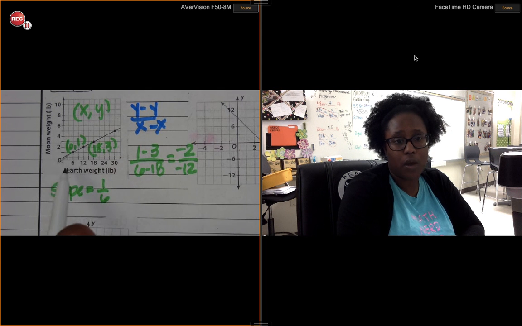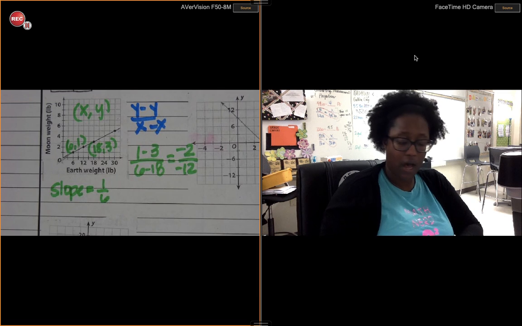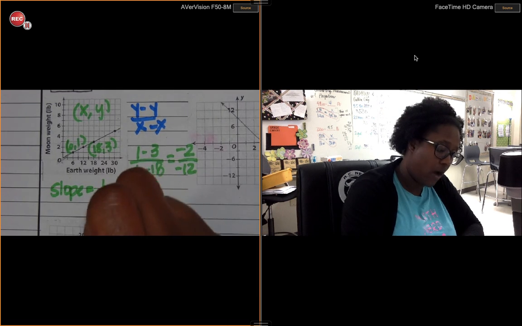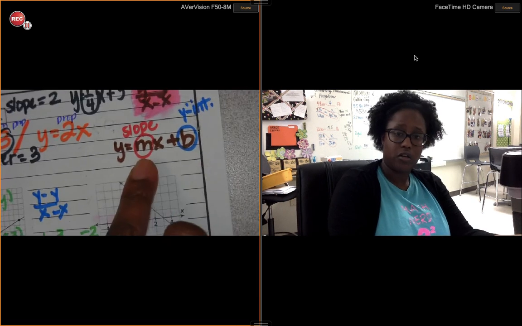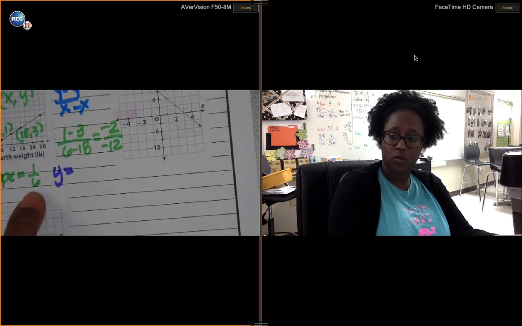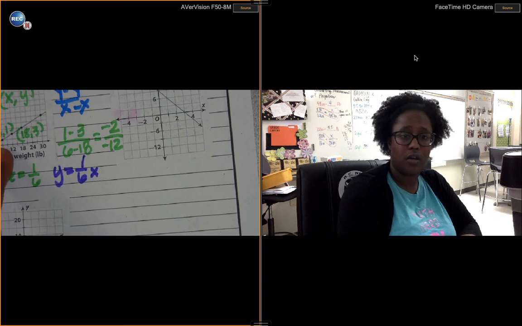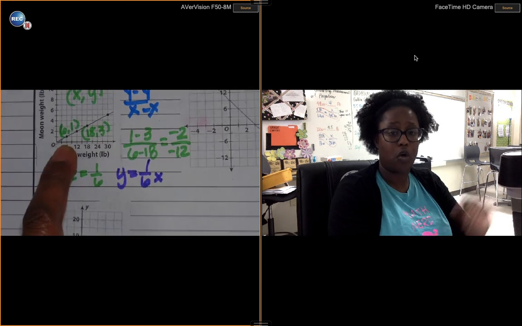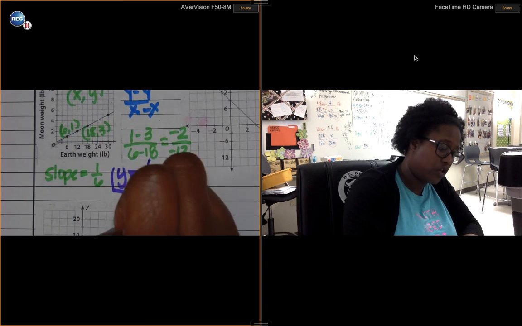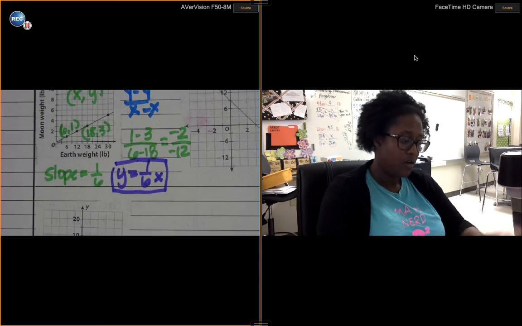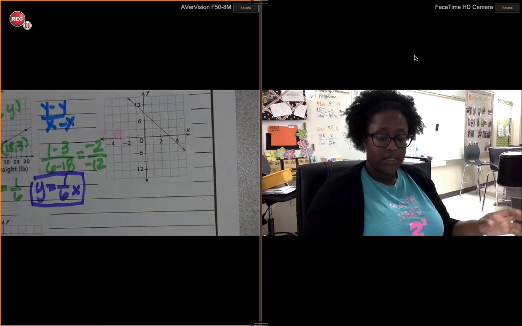Now our y-intercept would be 0. So here is how I would write this as an equation. Y equals, remember, your m is your slope. Our slope is 1/6. So it'd be 1/6x. Our y-intercept would be 0. We don't write the 0. So if we wrote this as an equation, it would look just like that. All right, moving on to our next one.